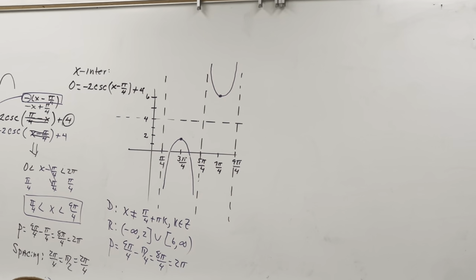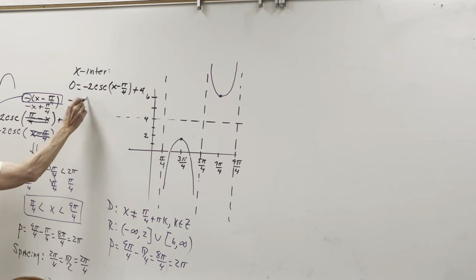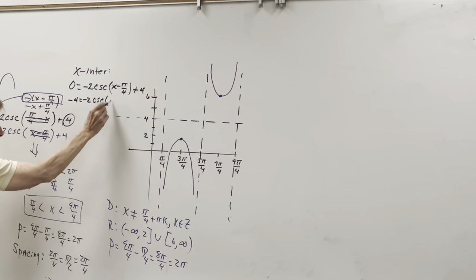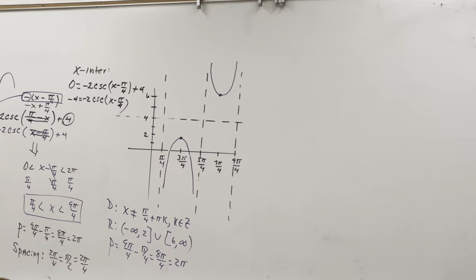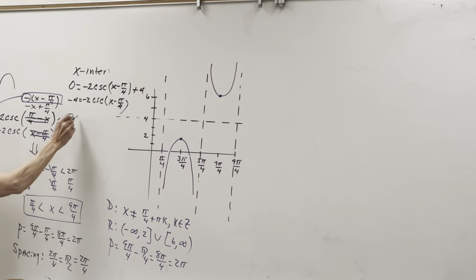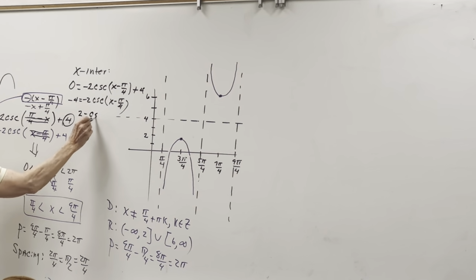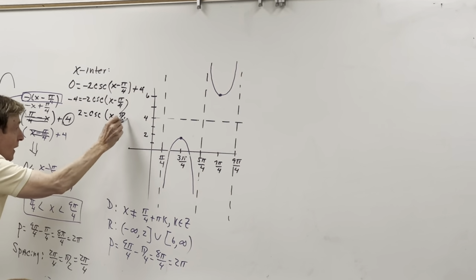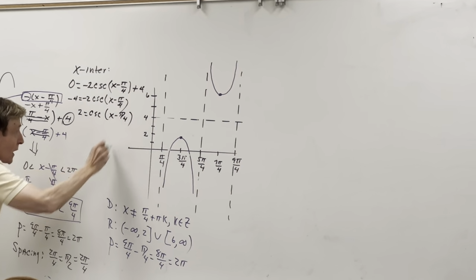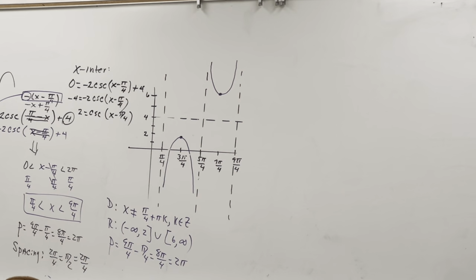Now, if you attempt to solve it, what would you do first? Take out the 4 and divide. Move the 4 over. Absolutely, 100%. Then divide by negative 2. Get this. Is that true, guys? So far, so good?